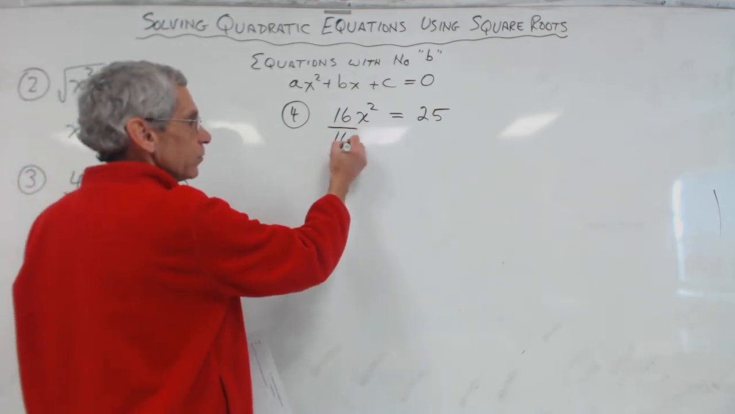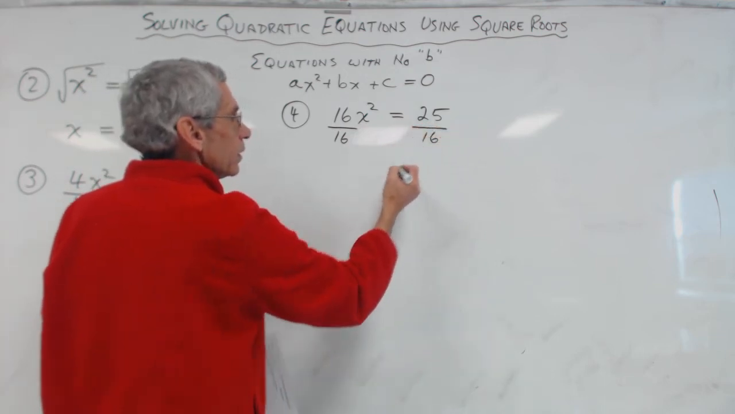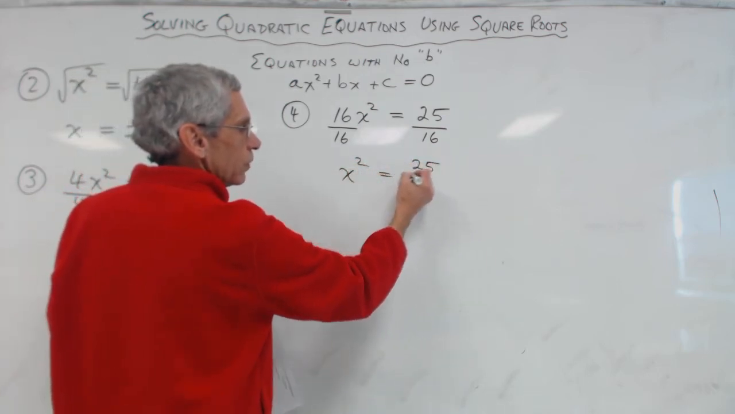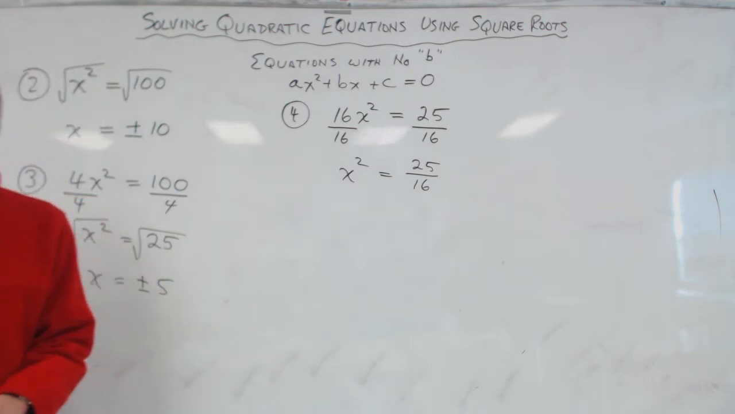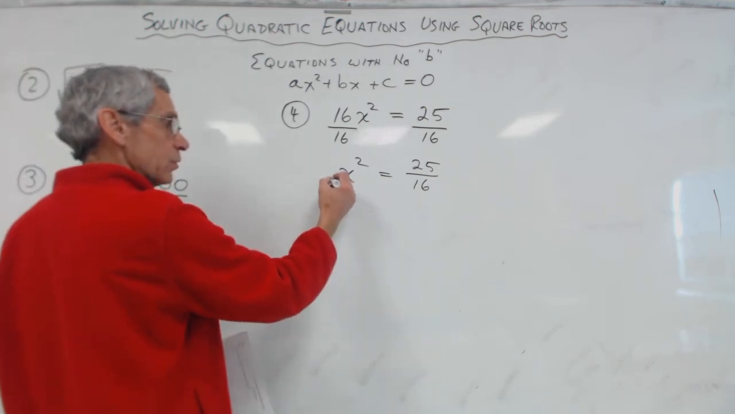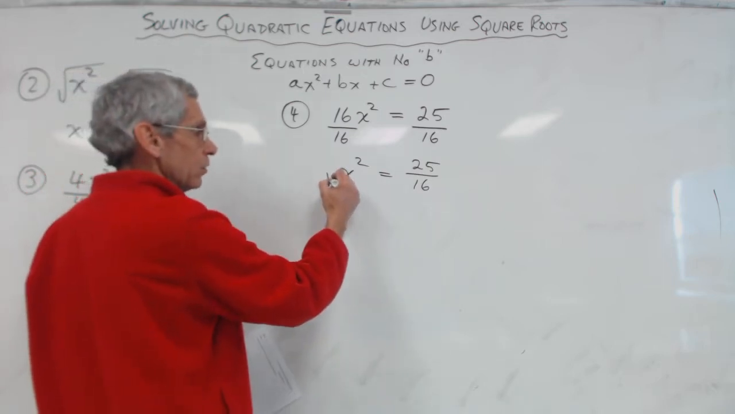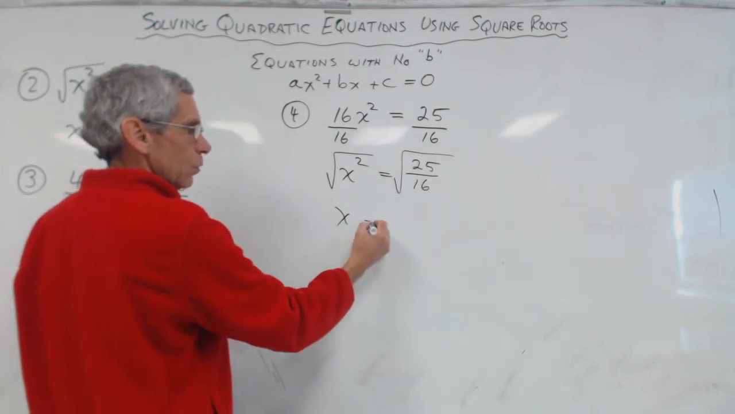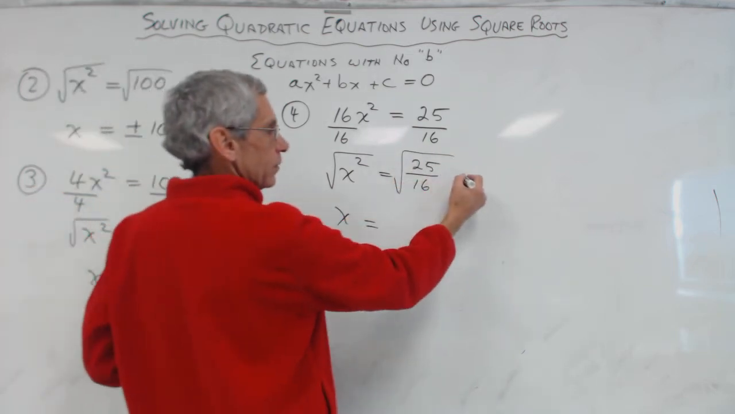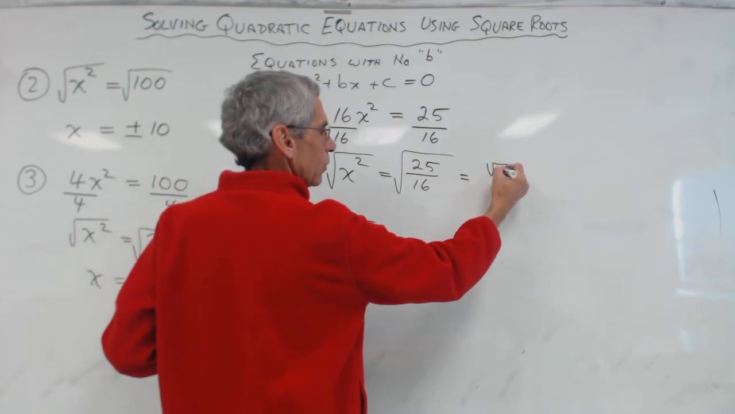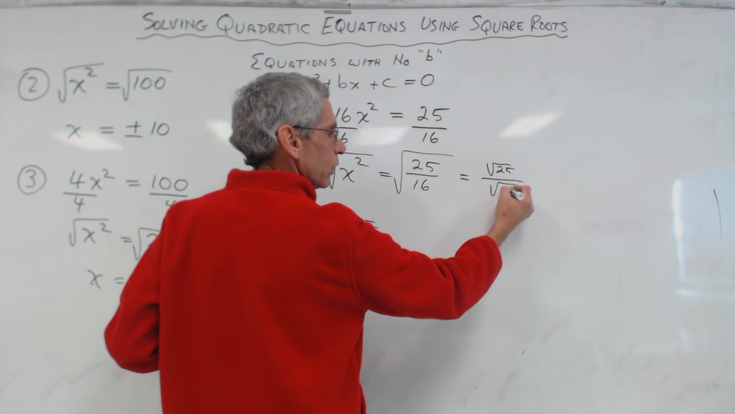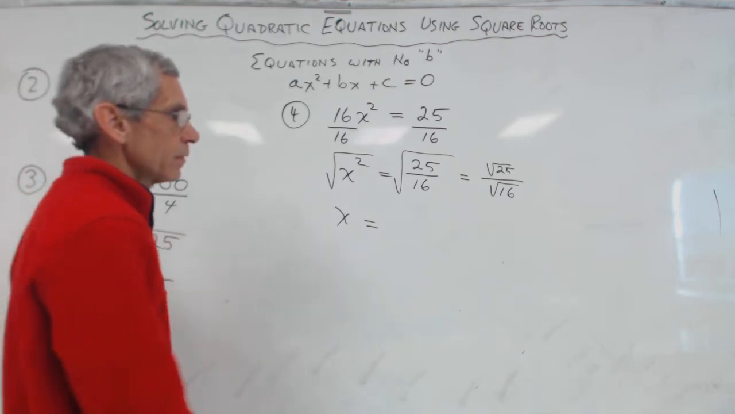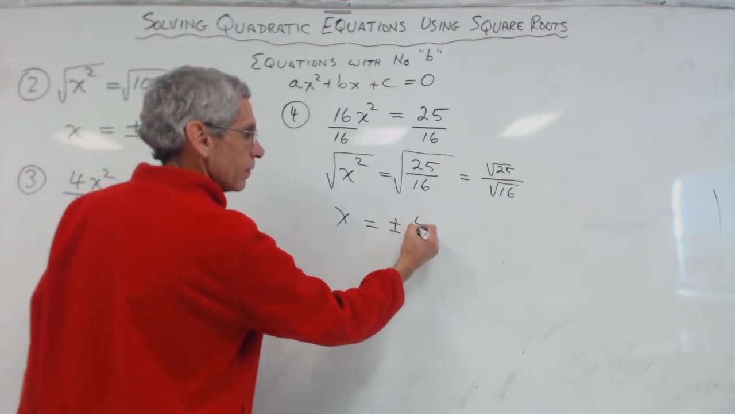I would divide both sides by 16. You with me? And then this is what I have. I have x squared is equal to 25 over 16. Now we got to do the square root, right? When I do the square root on this side, I get x. When I do the square root of this, what do I get? This is the same as the square root of 25 over the square root of 16. Wouldn't it just be plus or minus 5 over 4?